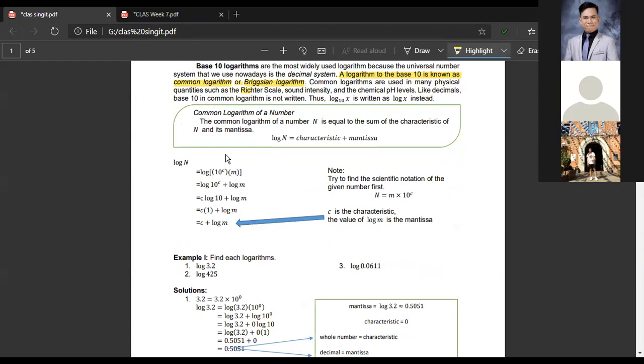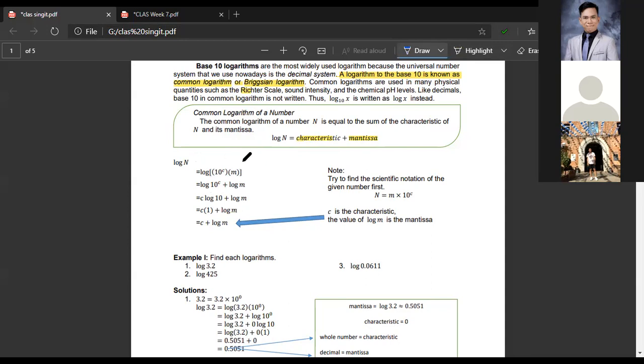Common logarithm. So, the common logarithm of a number n is equal to the sum of the characteristic of n and its mantissa. Therefore, logarithm of n is equal to characteristic plus mantissa. Sir, ano po itong characteristic and mantissa? Okay, so gawin natin ganito. Logarithm of n. Kunwari, n is any number.